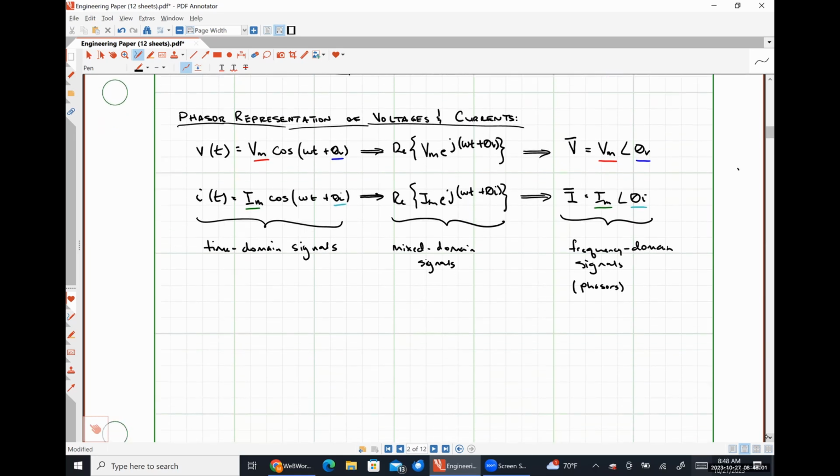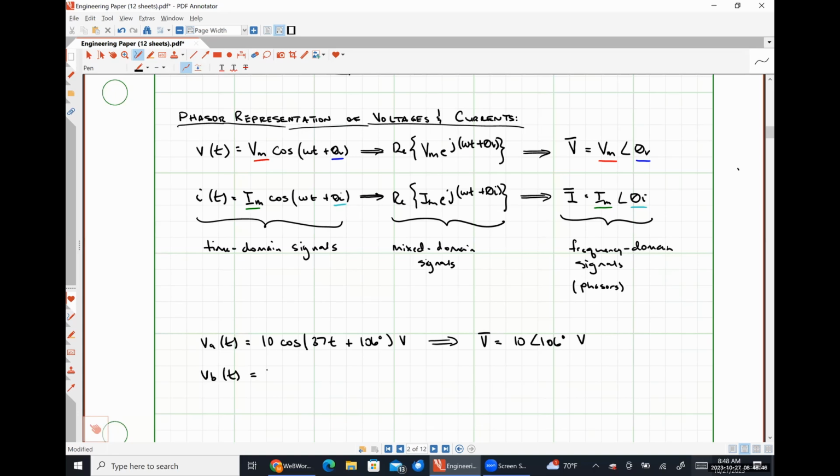So let's practice really quickly here. Let's say that I had a time domain signal that was 10 cosine 37t plus 106 degrees. What would the phasor representation of this signal be? Yep. Keep the magnitude, keep the phase angle, throw the rest away. 10 angle 106 degrees volts.